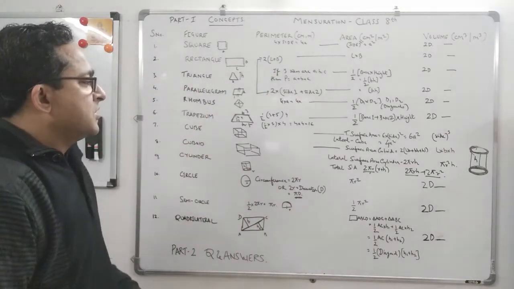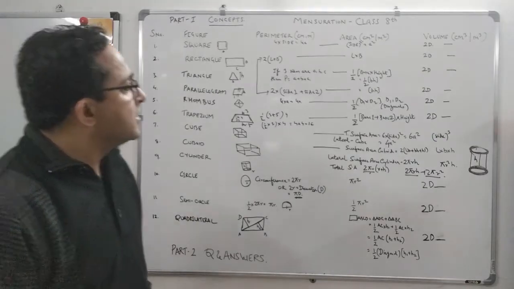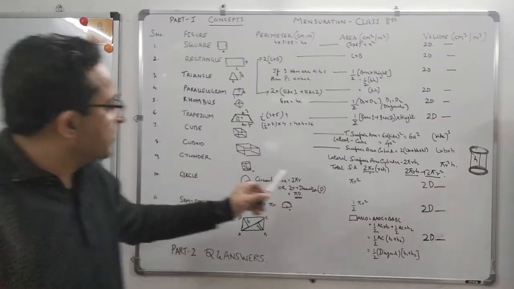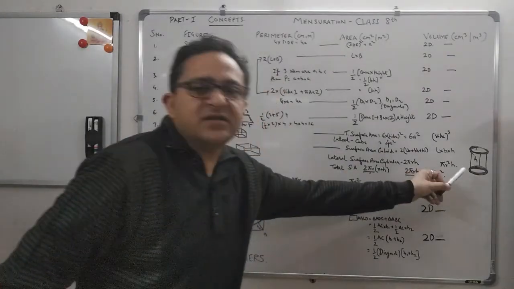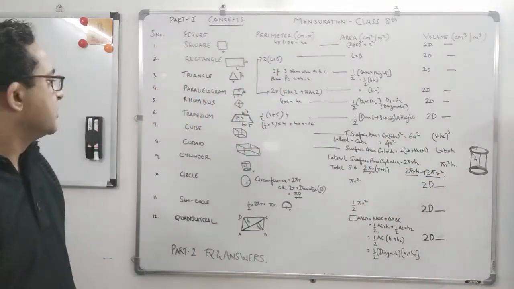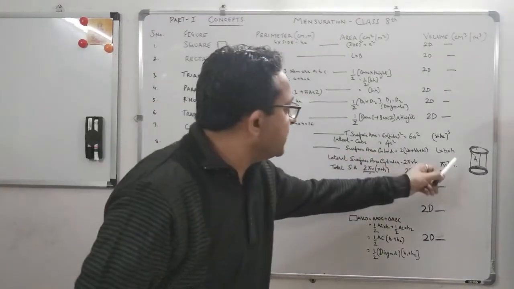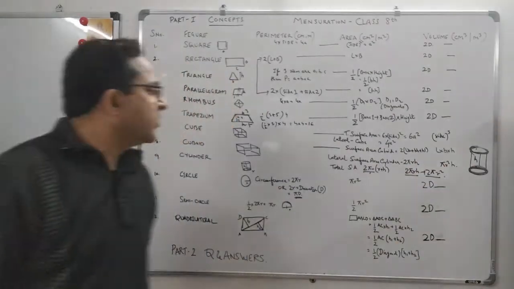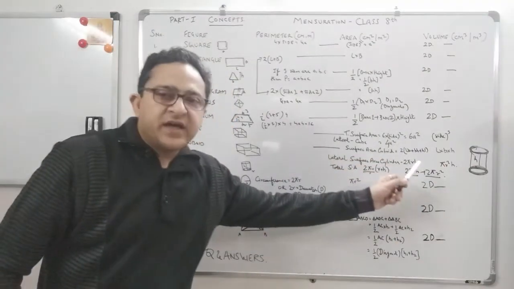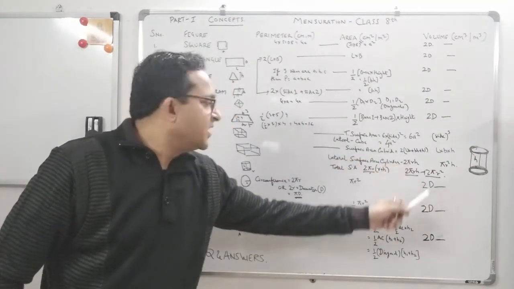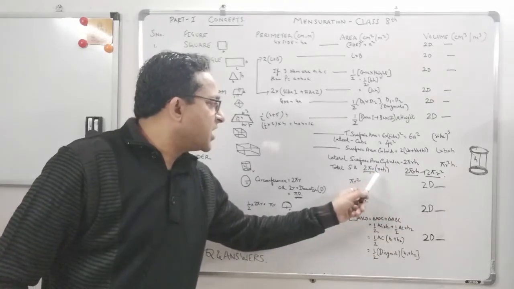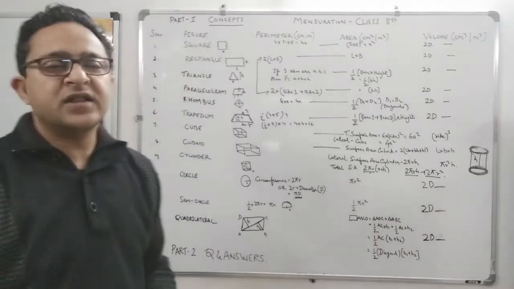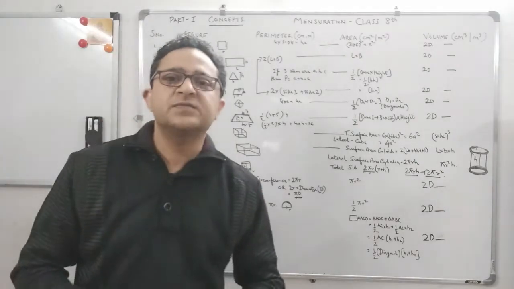Sorry, one more thing I missed. In the cylinder, pi r square h is the volume. In a cuboid, it is length into breadth into height, and in a cylinder it is pi r square h. What we discussed, 2 pi r h and 2 pi r times r plus h, are all areas of the cylinder. But when they ask you the volume of the cylinder, it is pi r square h.